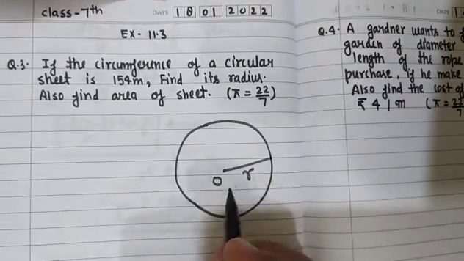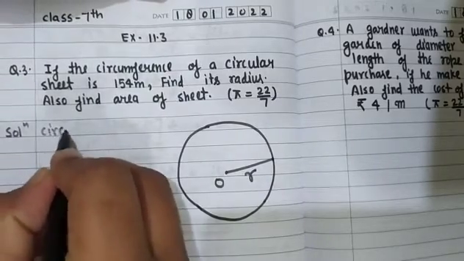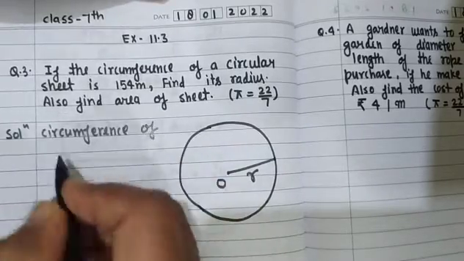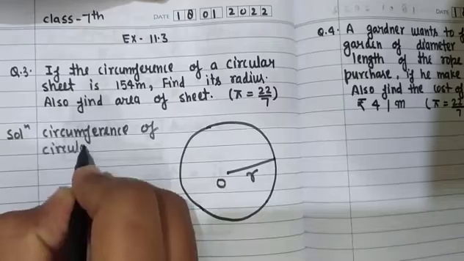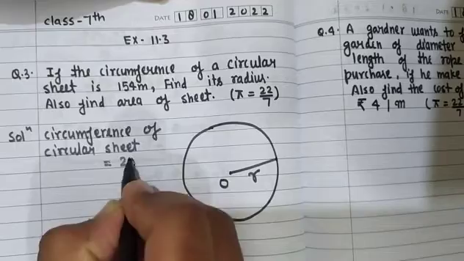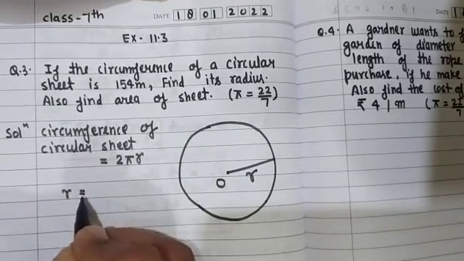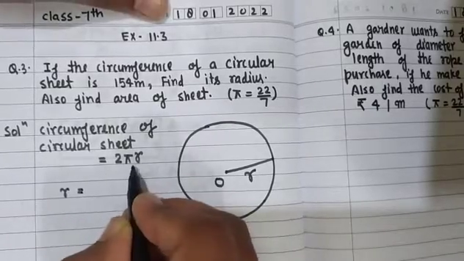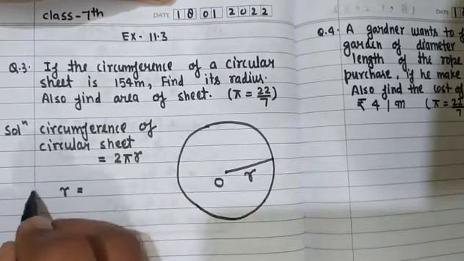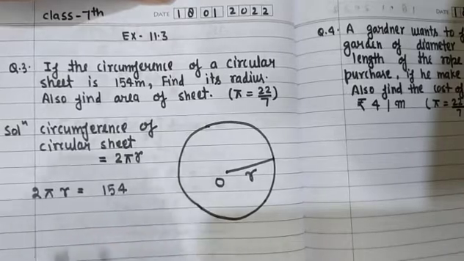Then in this case its circumference of the circular sheet will be equal to 2 pi r. As you know that in the question the circumference is given as 154. 2 pi r is equal to 154 meter.